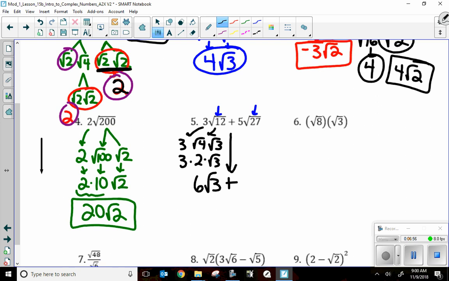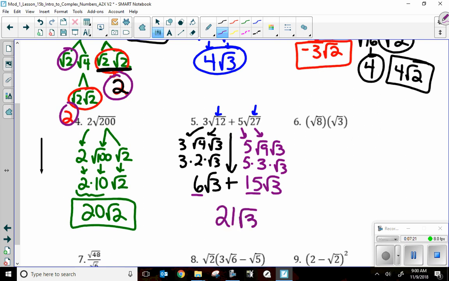Plus, all right, let's see this one. I have 5. 27 is the square root of 9 times the square root of 3. So I have 5 times the square root of 9, which is 3, times radical 3. That's 15 radical 3s. 6 radical 3s plus 15 radical 3s is 21 radical 3s. Nice. All right.